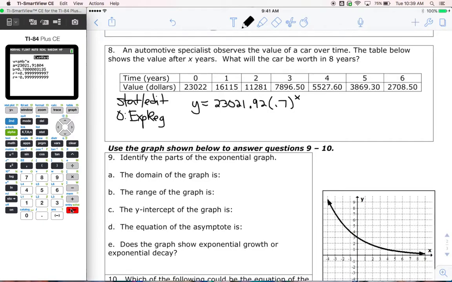Okay, this is a really good equation. Notice how close this is to my actual initial amount. That means my regression equation is pretty close to the real thing, to the actual points, which is good. Right? Also, the fact that we've got an r of 0.99 is really good. So if I want to know what will the car be worth in 8 years, we just got to plug in the 8 for x.